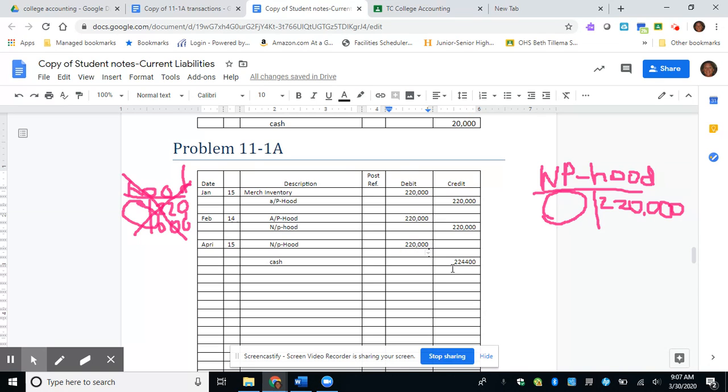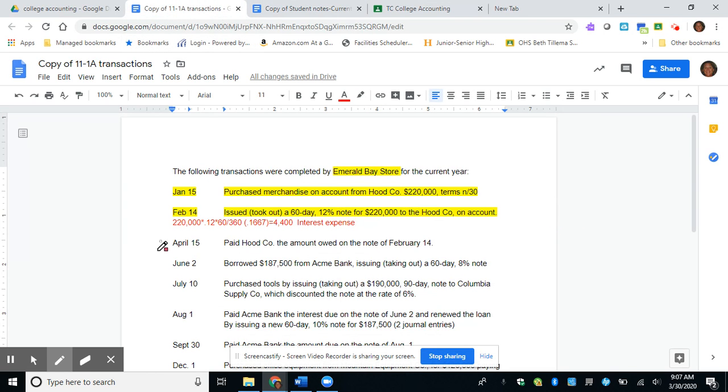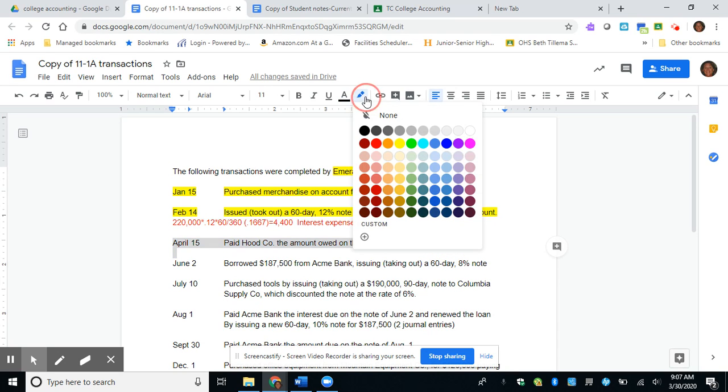Now my debits don't equal my credits. I see that I have to add $4,400 to my debit side. And since it's a debit, I know it's not a revenue, it's an expense. I'm going to call this an interest expense. And now I am done with the amount that I owed to the Hood Company. And I'm going to go through and highlight this one off because I am done with this one.